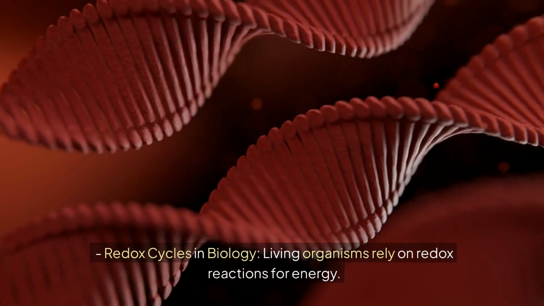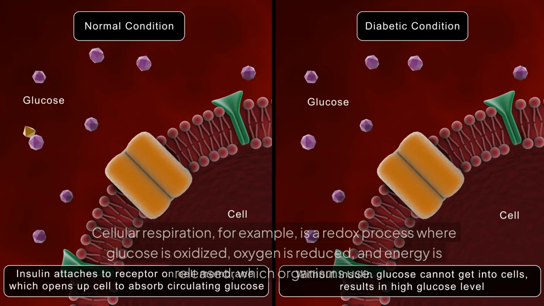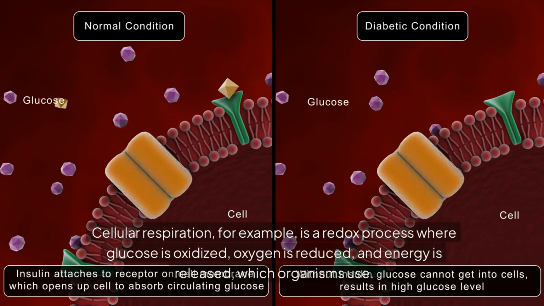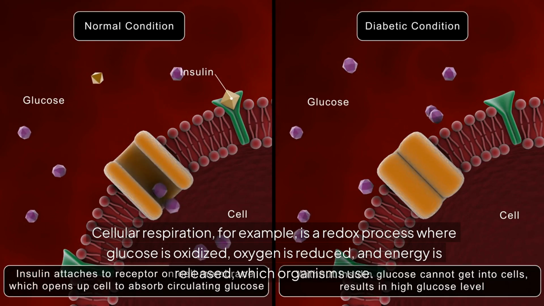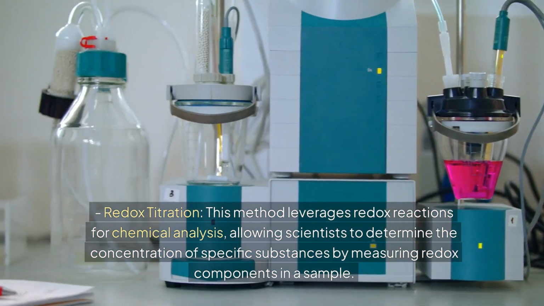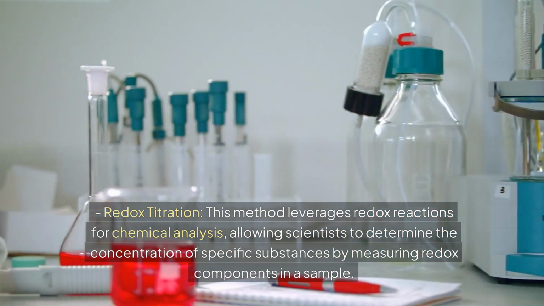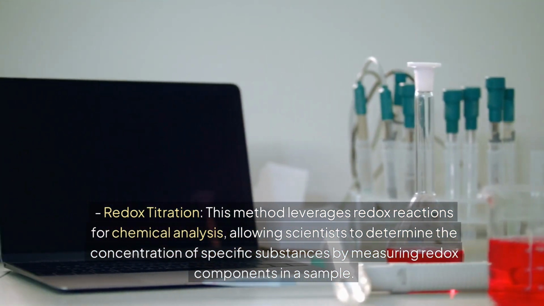Redox cycles. In biology, living organisms rely on redox reactions for energy. Cellular respiration, for example, is a redox process where glucose is oxidized, oxygen is reduced, and energy is released, which organisms use. Redox titration. This method leverages redox reactions for chemical analysis, allowing scientists to determine the concentration of specific substances by measuring redox components in a sample.